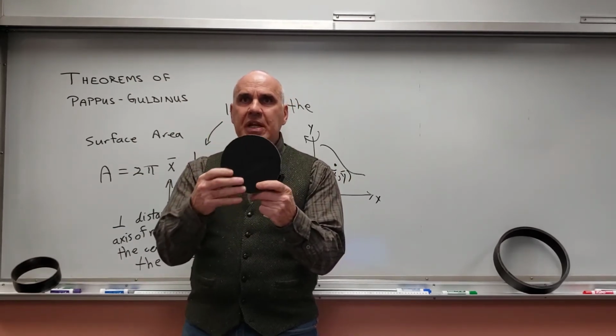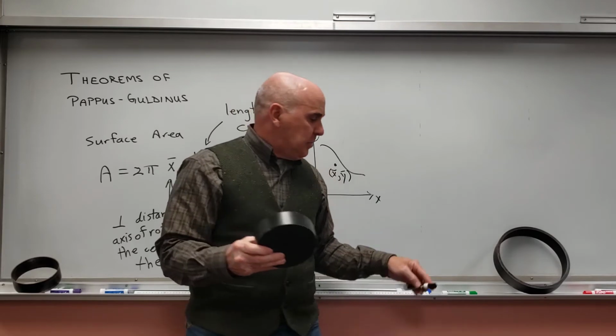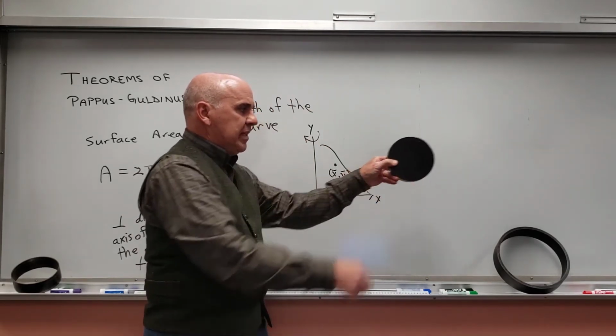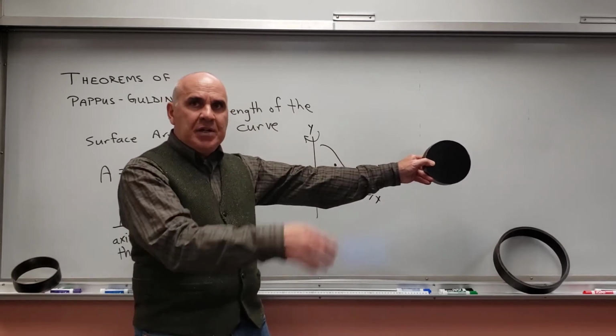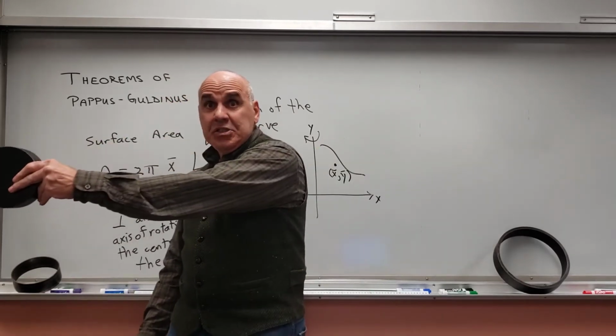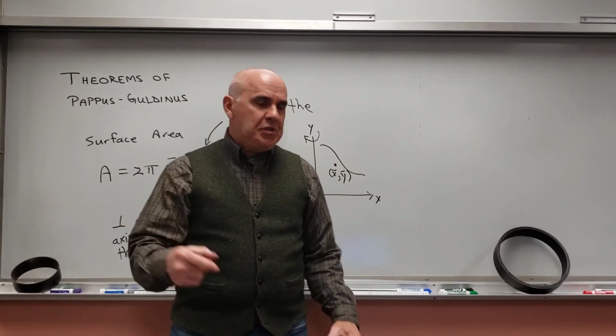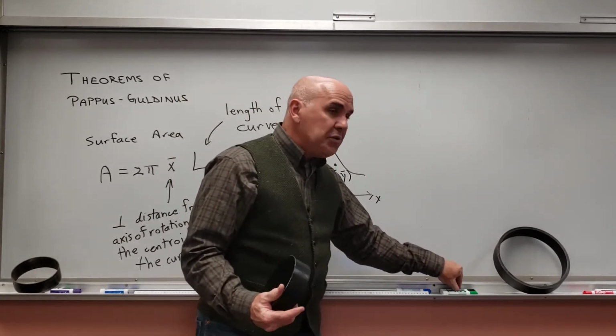So I'm just looking at this area, and the x position of the centroid of this area is at some x value. And when I rotate around, I'm going to get a donut again. But now I'm interested in the volume of the donut. I want to know the volume of the donut.